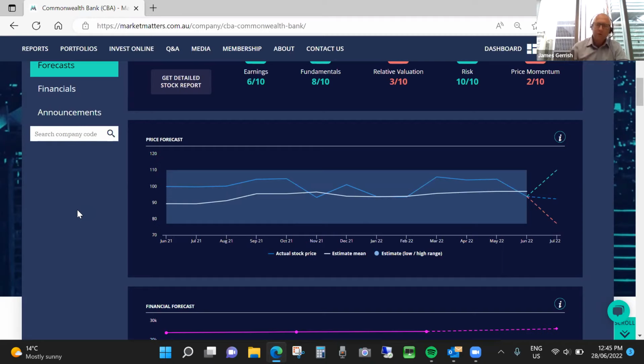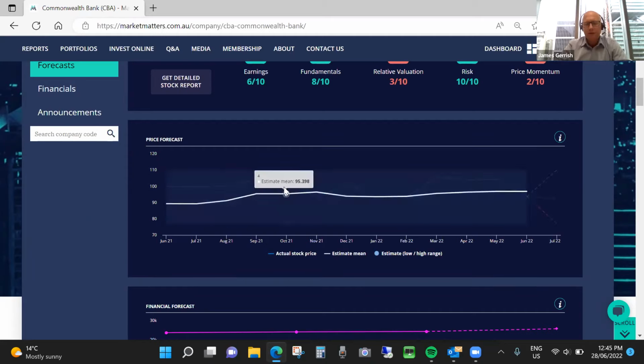So we've tried to create a platform that shows full transparency of past recommendations, and that's one of the things that we've tried to feature in the data that has come onto this site in the last couple of weeks. The price forecast looks at a couple of different things. So the actual stock price in blue, the estimate mean of target price.